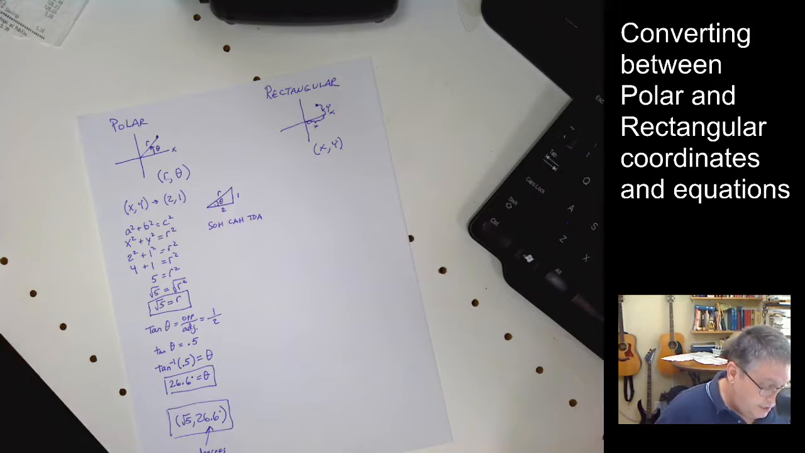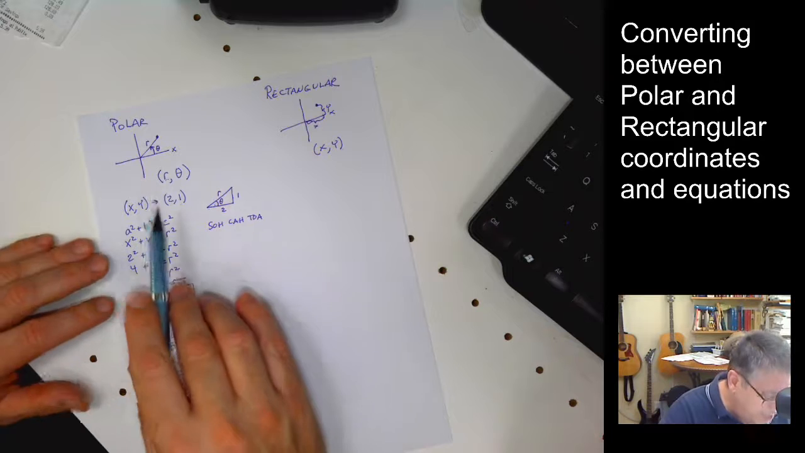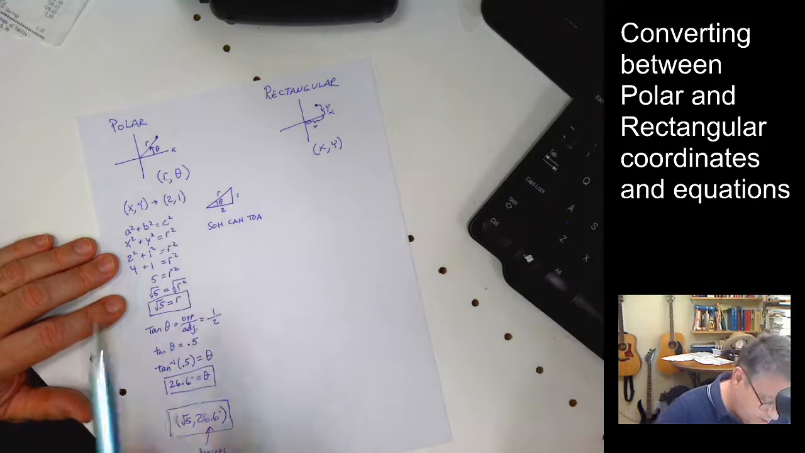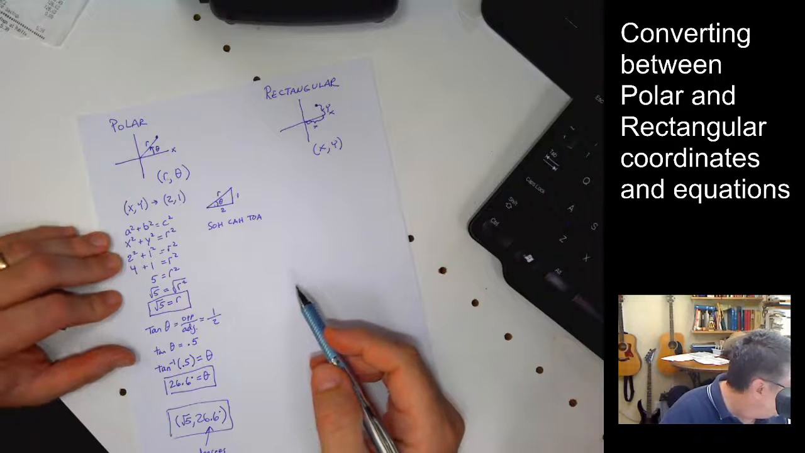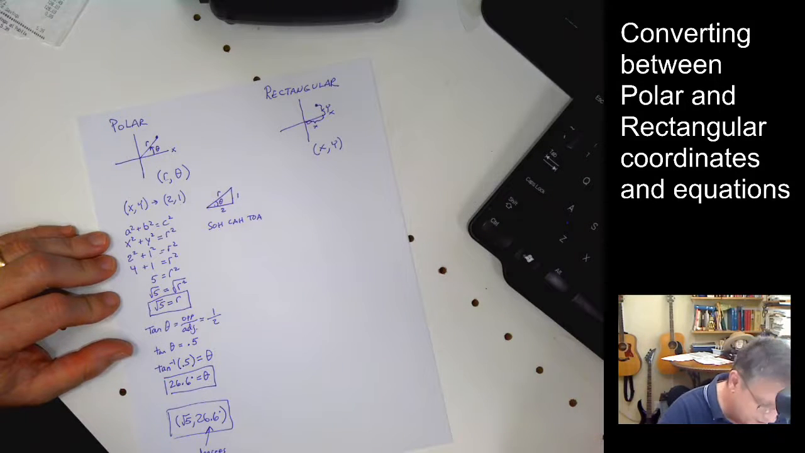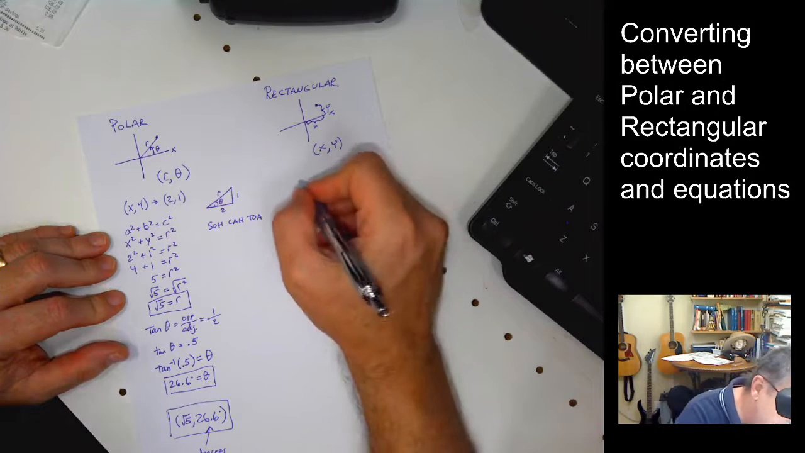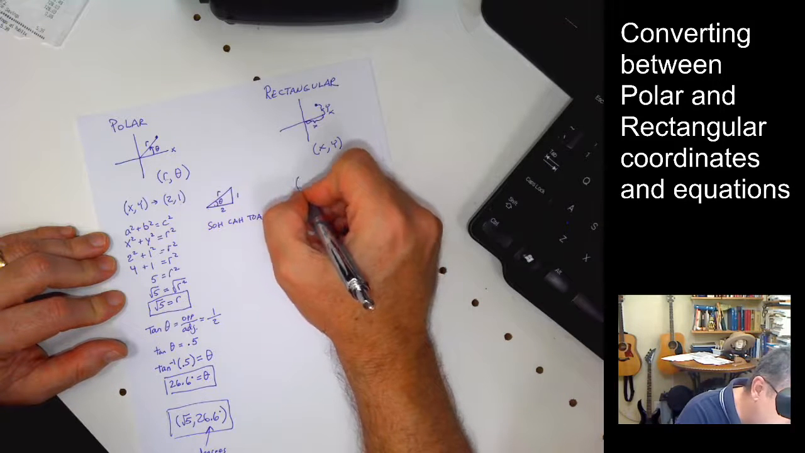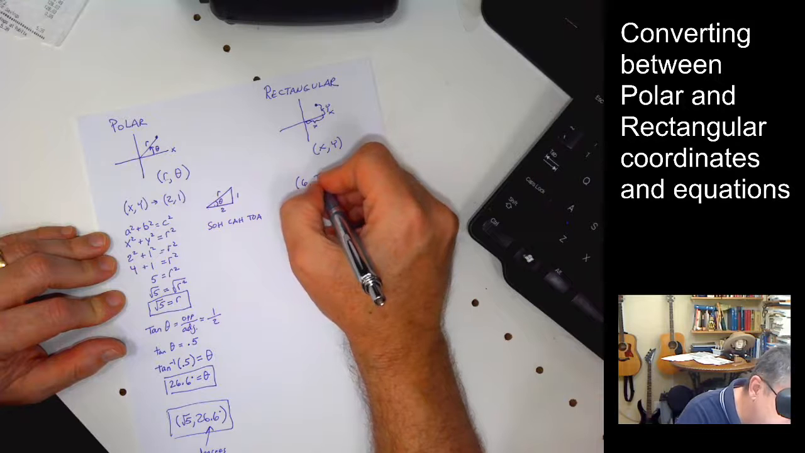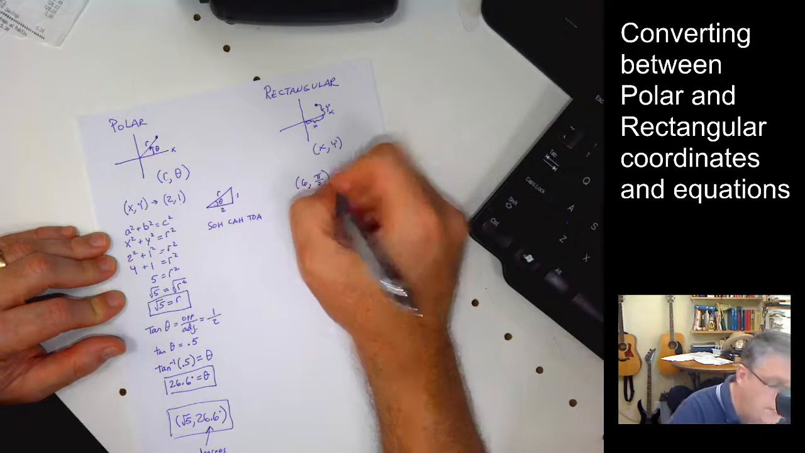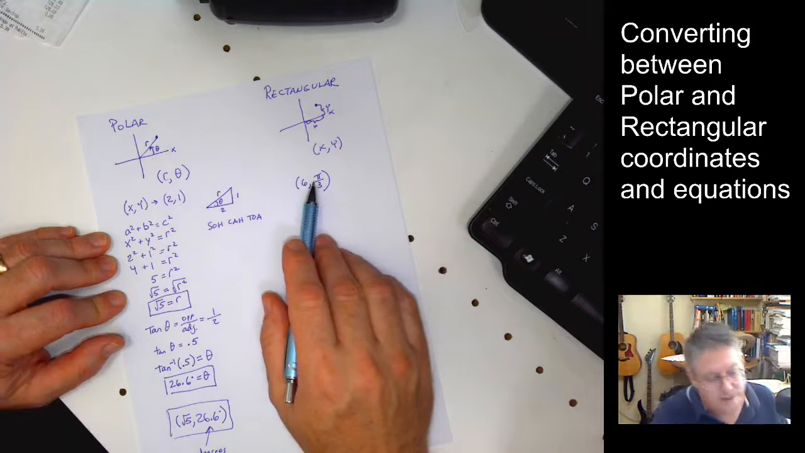So let's convert the other way. We've done rectangular coordinates to polar coordinates. Now we'll convert polar coordinates to rectangular coordinates. Let's just pick something else here. So I'm going to say the polar coordinate is 6, and then we'll do radians just for fun, pi over 3 radians. If you see a pi there, that's a dead giveaway that it's radians.